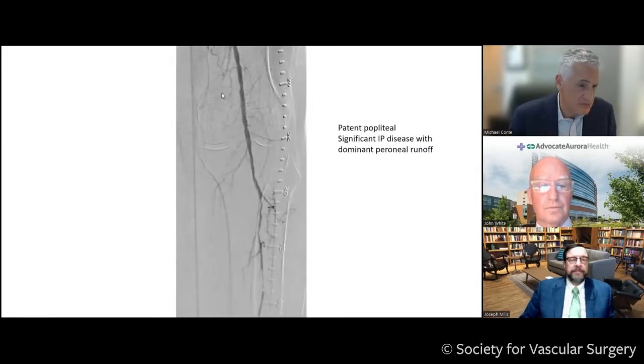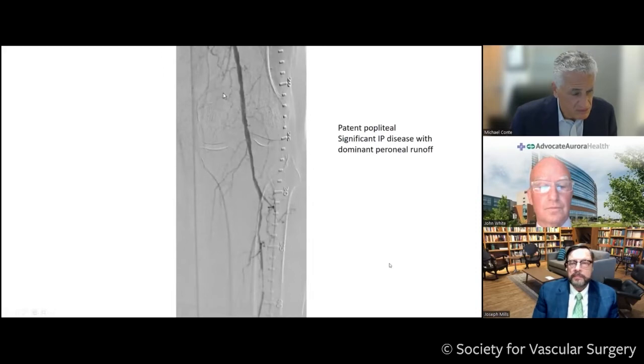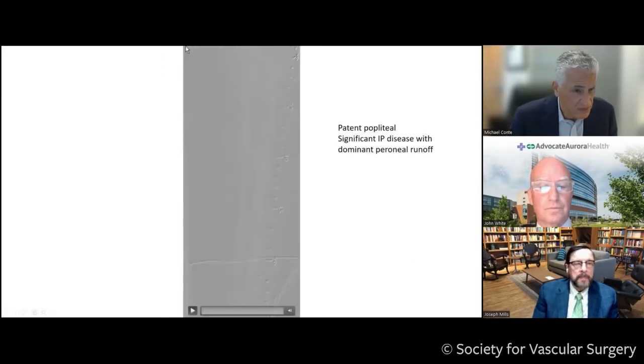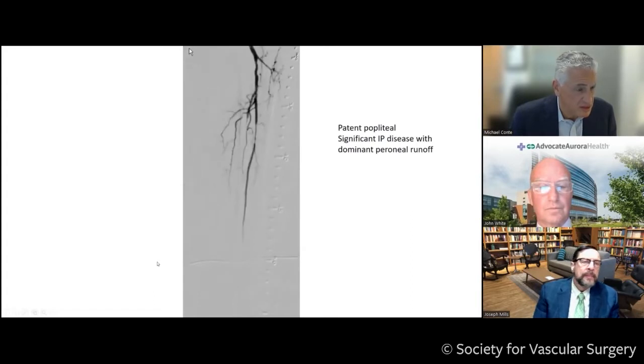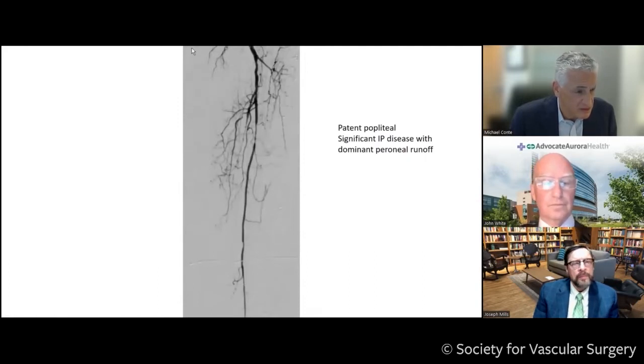And then we can see that there's significant infrapopliteal disease with the dominant runoff vessel being the peroneal artery. A better look at this below the knee disease reveals that the peroneal artery has several areas of moderate to severe focal or segmental stenoses. Both the anterior tibial and the posterior tibial artery are occluded in the proximal portions of the calf.